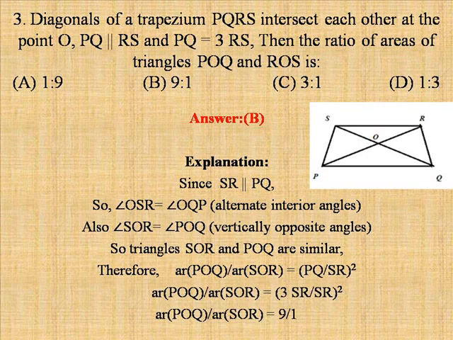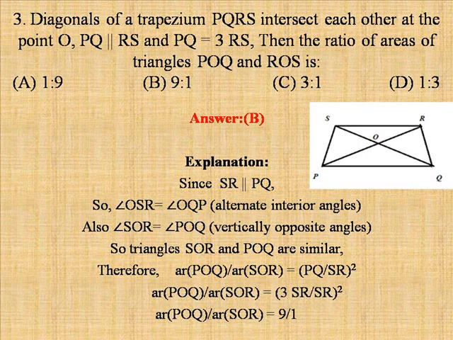Why is it? You can see the figure is drawn there, one trapezium PQRS. Since SR is parallel to PQ, angle OSR equals angle OQP. They are alternate interior angles, so they are equal. Also, vertically opposite angles SOR equals angle POQ. So triangles SOR and POQ are similar by angle-angle similarity.